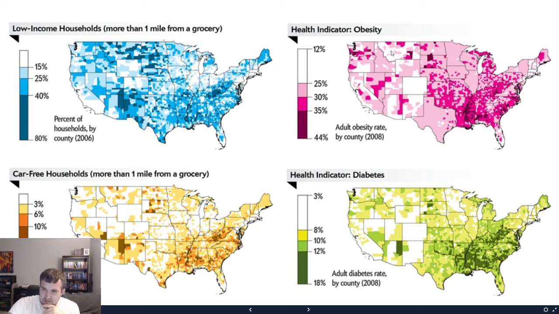But then where is the most obesity and the most diabetes in the United States? It looks like the Deep South. And once again, the Deep South. Those southern states. So much obesity and diabetes.